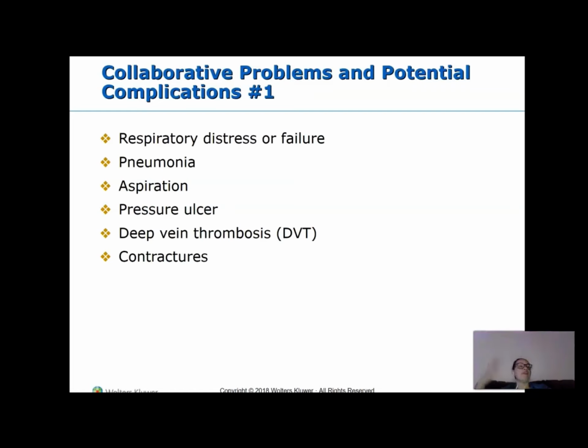Pressure ulcers, why? They are not moving. They are completely reliant and dependent on you. You know, range of motion, turning, padding up those bony prominences. Prevention of these DVTs, that would be some SCDs, right? Movement, contractures. Contractures can be very painful. This is a permanent deficit to a body.